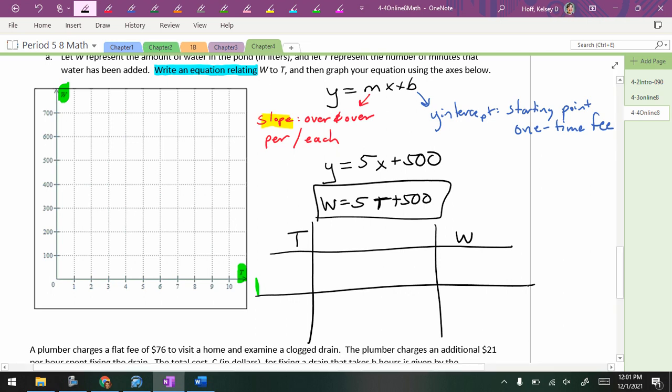Do I care? Pick a number. 0, I like it. Plug it in. 5 times 0 plus 500. What do I do first? Multiply. 5 times 0 is 0, plus 500. It's 500. What's my point? 0, 500.